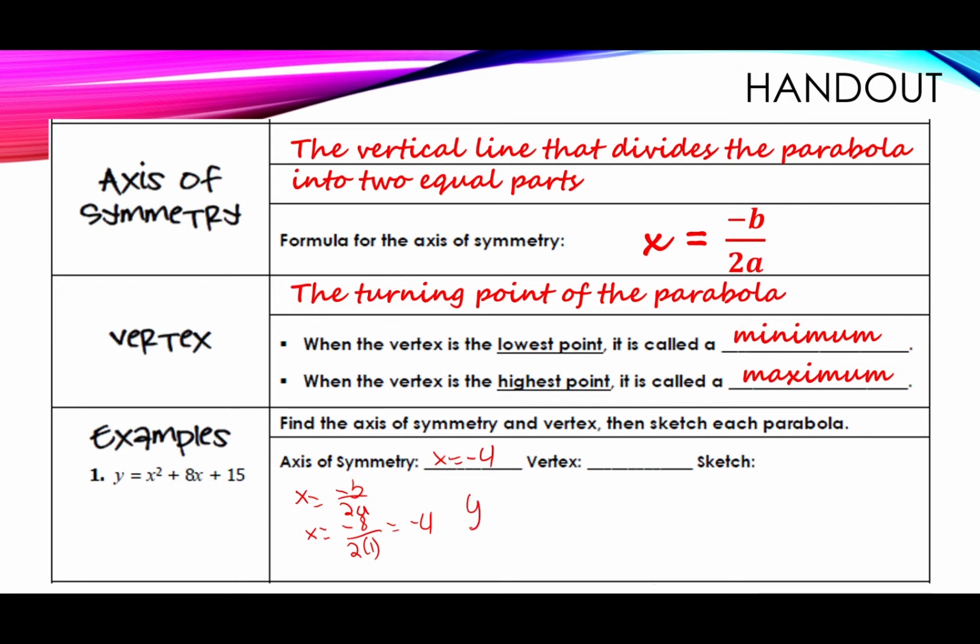So what is y when x is negative 4? You're going to have negative 4 squared. And remember, if you're using your calculator, you need to use parentheses, or else you'll get the wrong number. So I'm going to put negative 4 squared minus 8 times negative 4 plus 15, and that's going to get me 63.